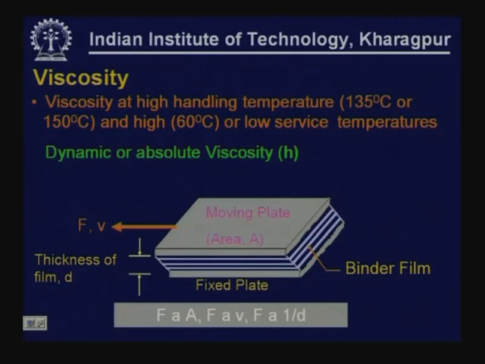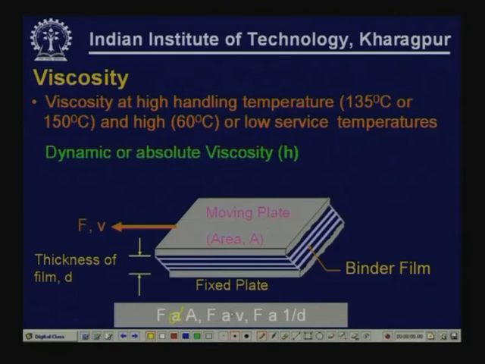Let us say the thickness of the film is d and the area of the binder film is A. So, the force required to move the top plate at a velocity of v is proportional to the area, it is proportional to the velocity, and it is inversely proportional to the thickness of the film.